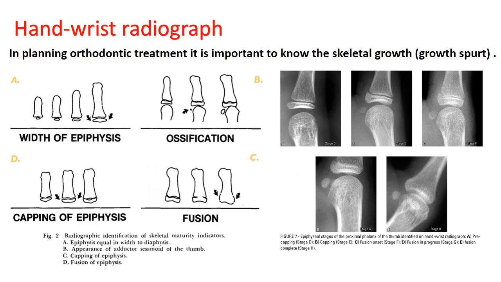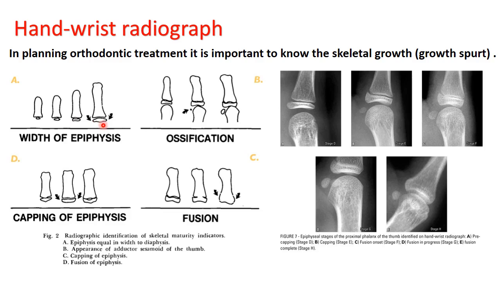So one of them is a hand-wrist radiograph. A hand-wrist radiograph is used in planning orthodontic treatment and is important to know skeletal growth. I mean the growth spurt. So when taking the X-ray for the hands, we have the epiphysis, and we can assess the size of the epiphysis during different stages, and each stage says something about the skeletal maturity of the patient.